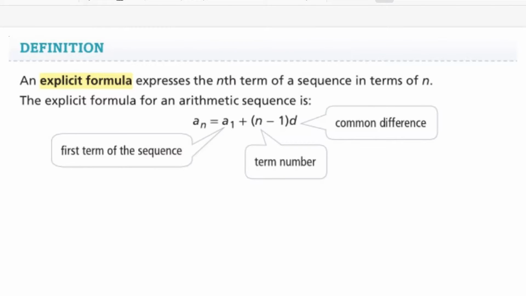The explicit formula represents the nth term of a sequence in terms of n. So the explicit formula for the arithmetic sequence is a sub n equals a sub 1, which is the first term of the sequence, plus, and then in parentheses, n minus 1, which is the previous term number, and then multiplied by that common difference.